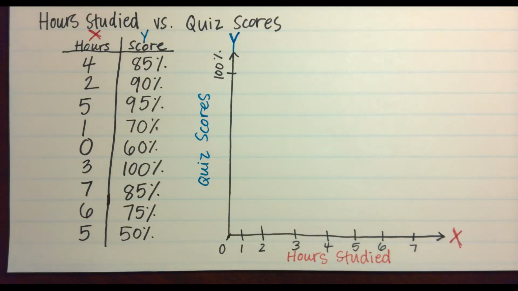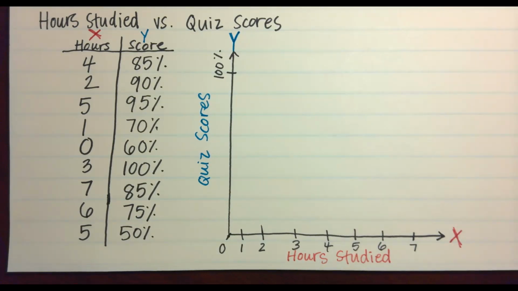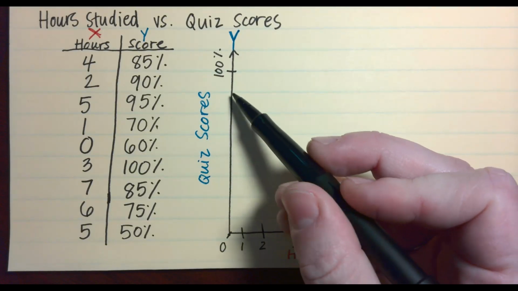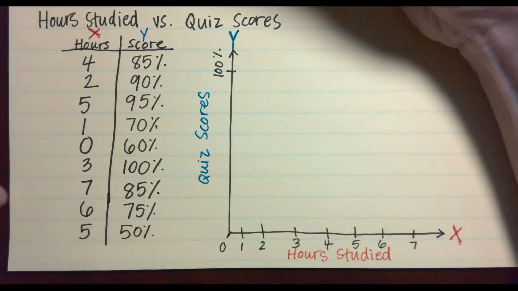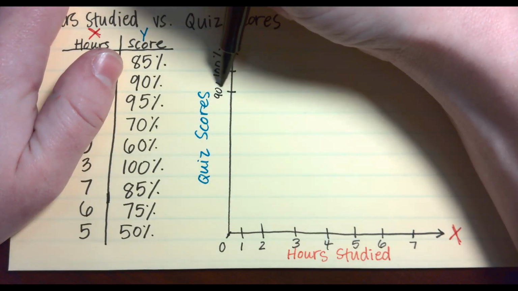But I do agree with you. If we had more space on our paper, and maybe you have more space, then you could absolutely do it by 5s. Let me see what we got here. 1, 2, 3, 4, 5, 6, 7. Okay, well, I'm just going to say this is 90%.